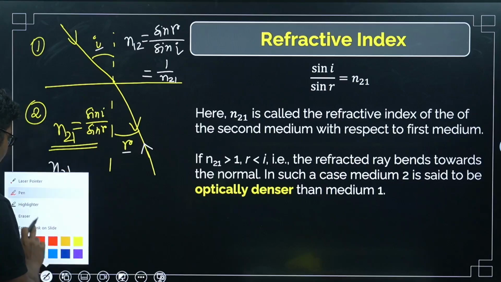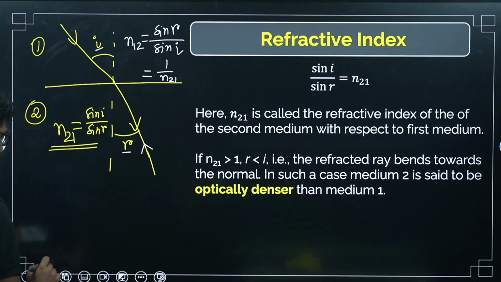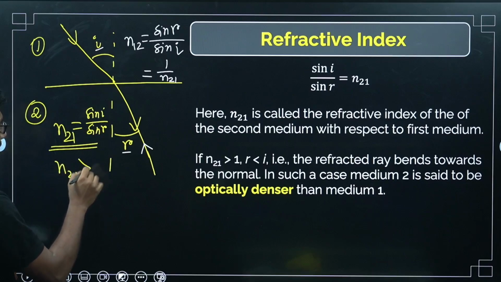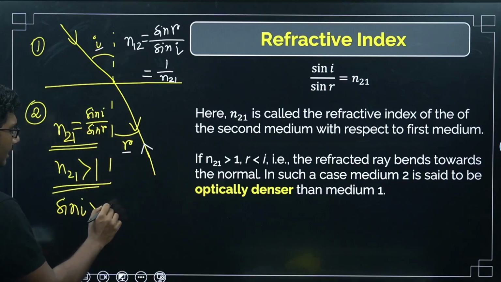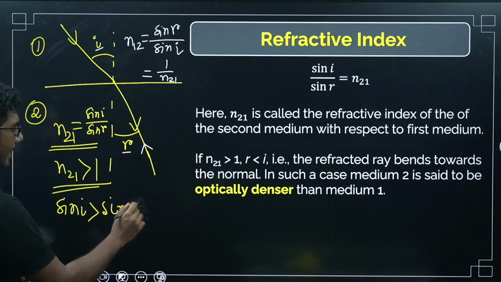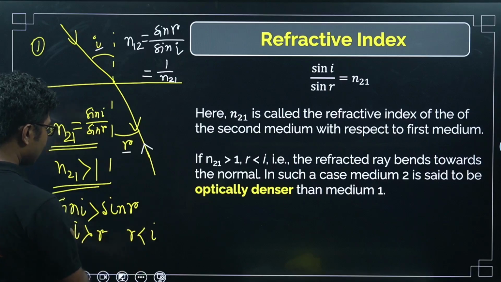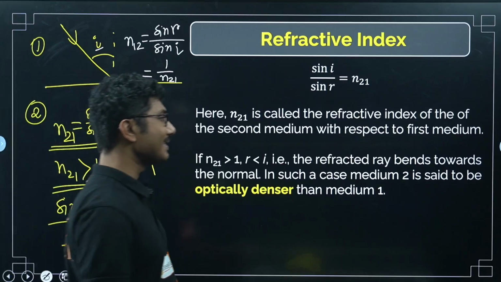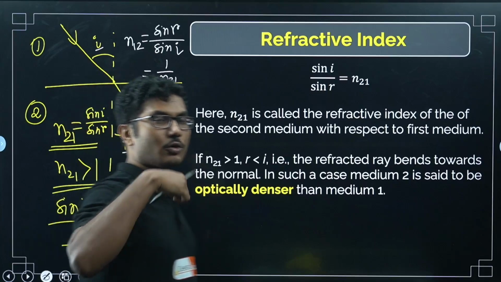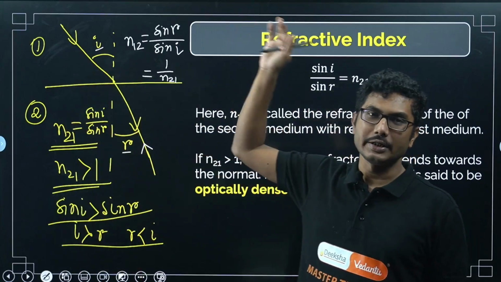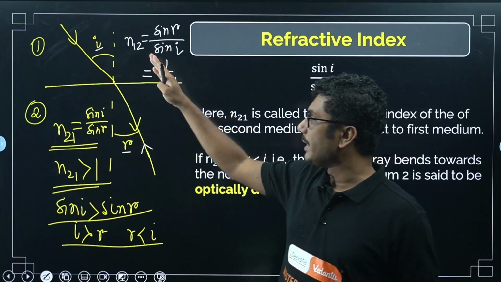Okay, now if n2 is greater than n1, so in this case if n21 is greater than 1, that means sin I should be greater than sin R, right? So I is basically greater than R, or R is less than I, right? Simple as that. So what will happen in this case? In this case, the ray of light which is coming from this, suppose the incident angle is 45 degrees, so R will be less than 45 degrees, suppose this is 30 degrees. Okay, so that means that in the second medium, the light ray is bending towards the normal.